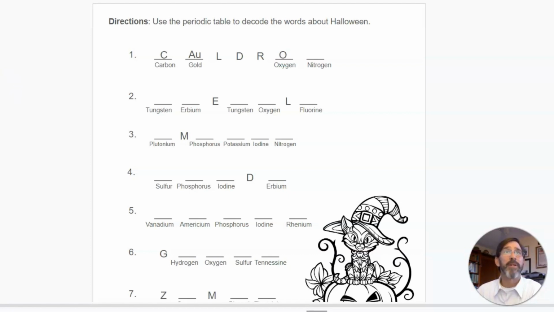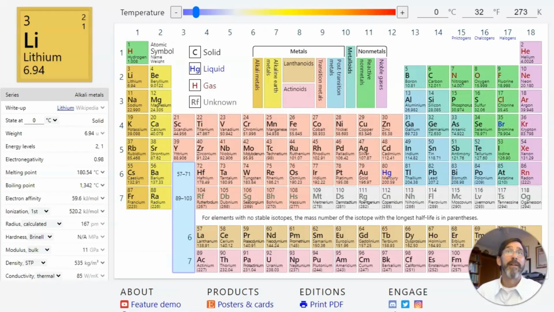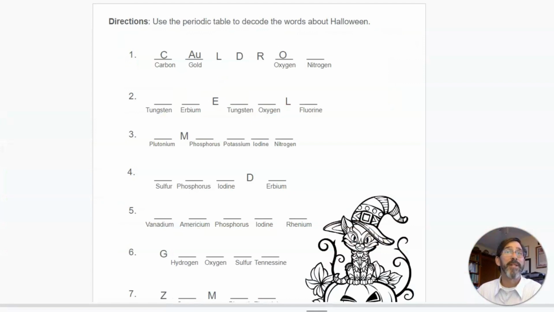Last one for this word, nitrogen. Nitrogen is very close to oxygen on the periodic table. Number 7, capital letter N. After placing a capital letter N over nitrogen, you've just decoded your first word on the back, cauldron.